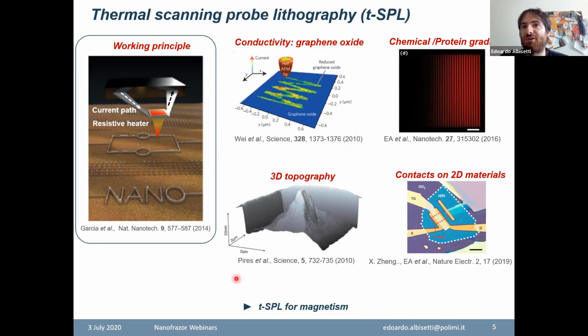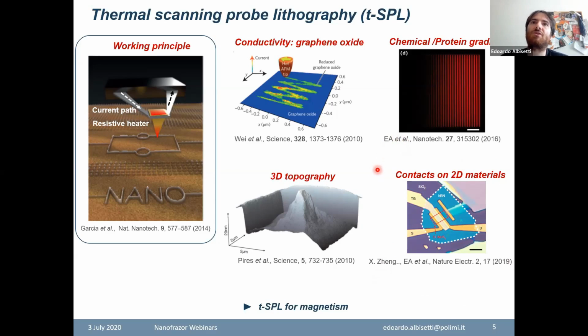This was the first, I think, demonstration of 3D topography with a nanofraser in a polymeric resist. And then we can use it also for biology, for controlling the protein gradients that we can immobilize on the sample by locally exposing controlled concentrations of amine groups, chemical groups in this case, that actually act as sticky points for proteins. And we can use it for building 2D devices on 2D materials, such as transistors in this case.